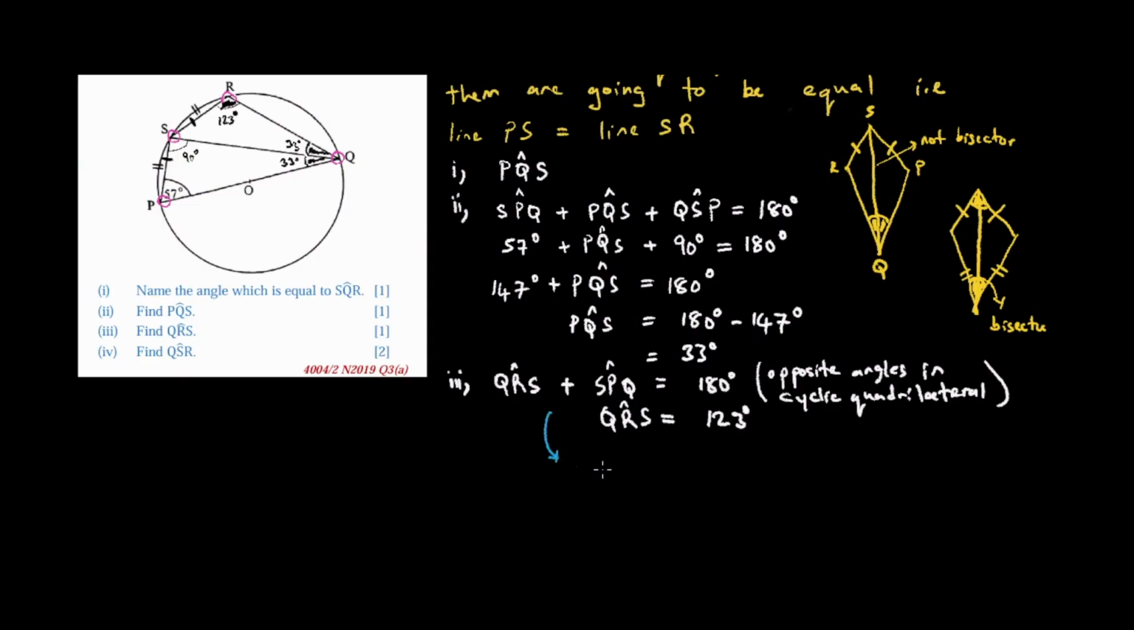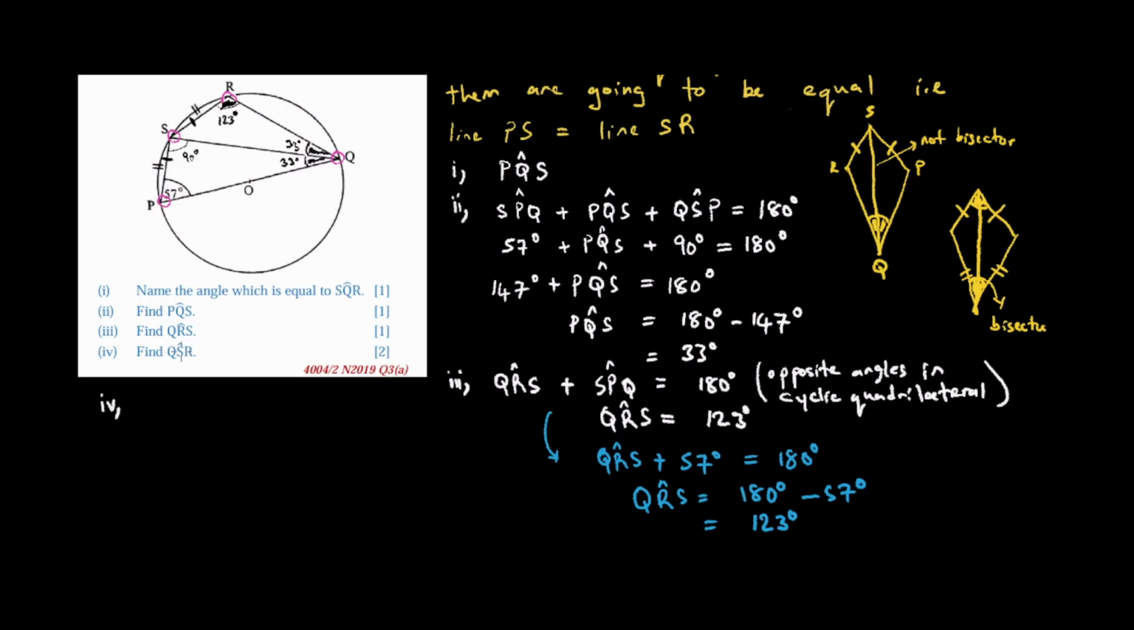So when I want to solve here, we know QRS, who is it? What is QRS is what we are looking for, but SPQ is 57. So we say QRS plus 57 degrees is equal to 180 degrees. Meaning QRS is equal to 180 degrees minus 57 degrees, which then gives us 123 degrees. Okay?